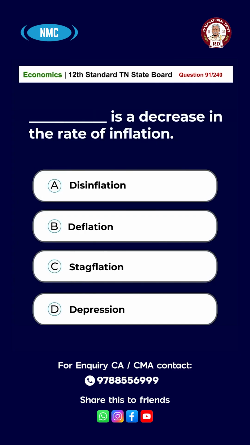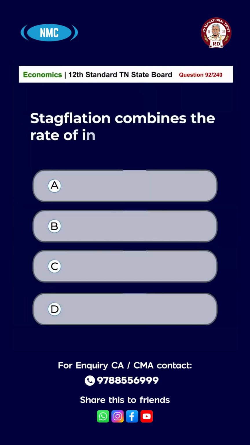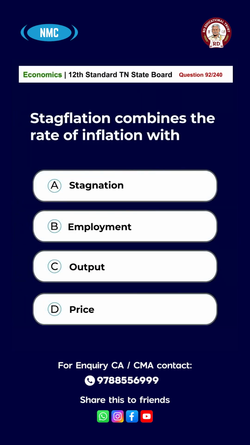Question number 91. Dash is a decrease in rate of inflation. A, disinflation. B, deflation. C, stagflation. D, stagflation. The answer is option A, disinflation. Question number 92. Stagflation combines the rate of inflation with A, stagnation. B, employment. C, output. D, price. The answer is option A, stagnation.